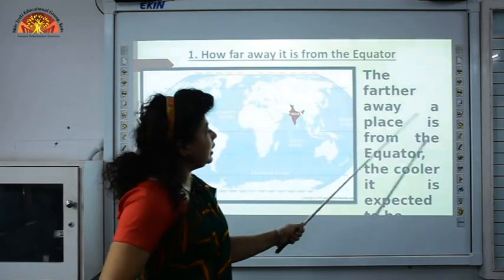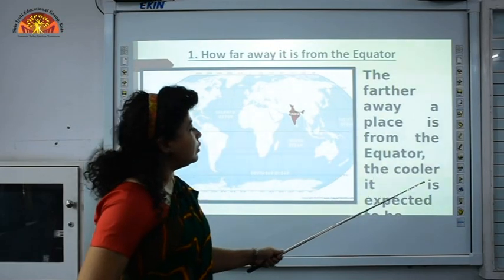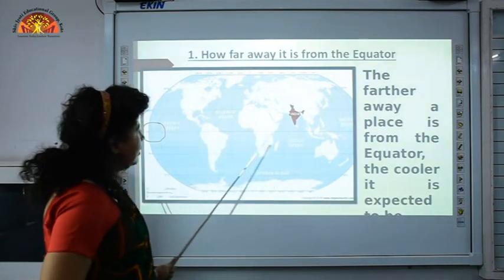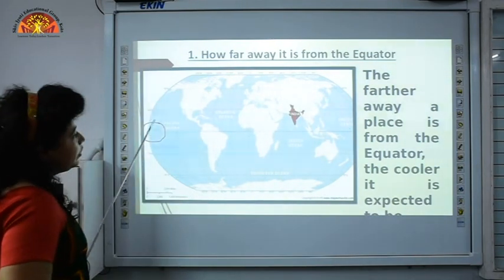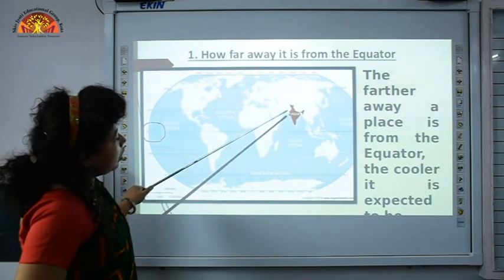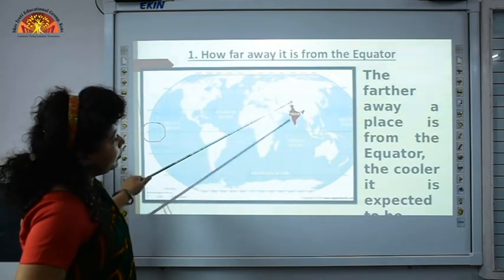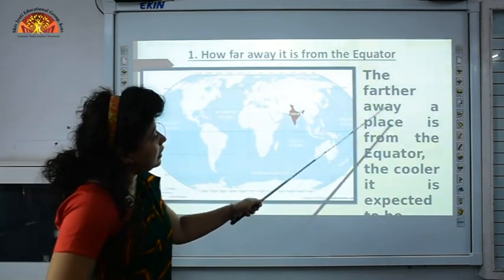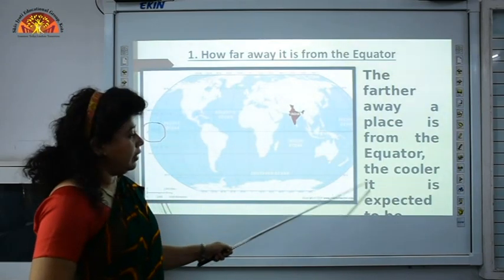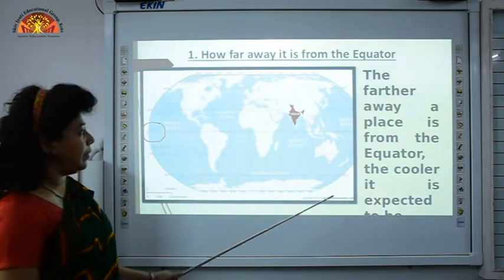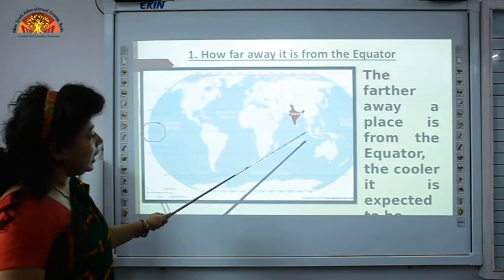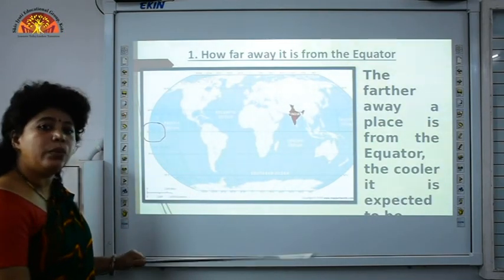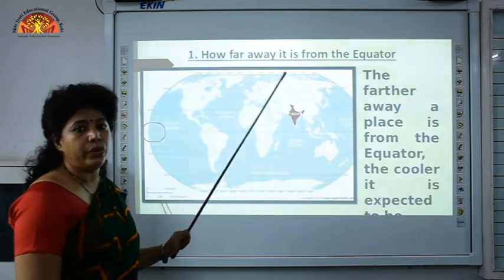The farther away a place is from the equator, the cooler it is expected to be. For example, this line here, this is the equator, and if you notice, comparatively North India is farther from the equator than South India. So, as the statement says, the farther away a place is from the equator, the cooler it is expected to be. मतलब North India क्योंकि equator से ज़्यादा दूर है South India से, तो North India ज़्यादा cool रहेगा और South India कम cool रहेगा.